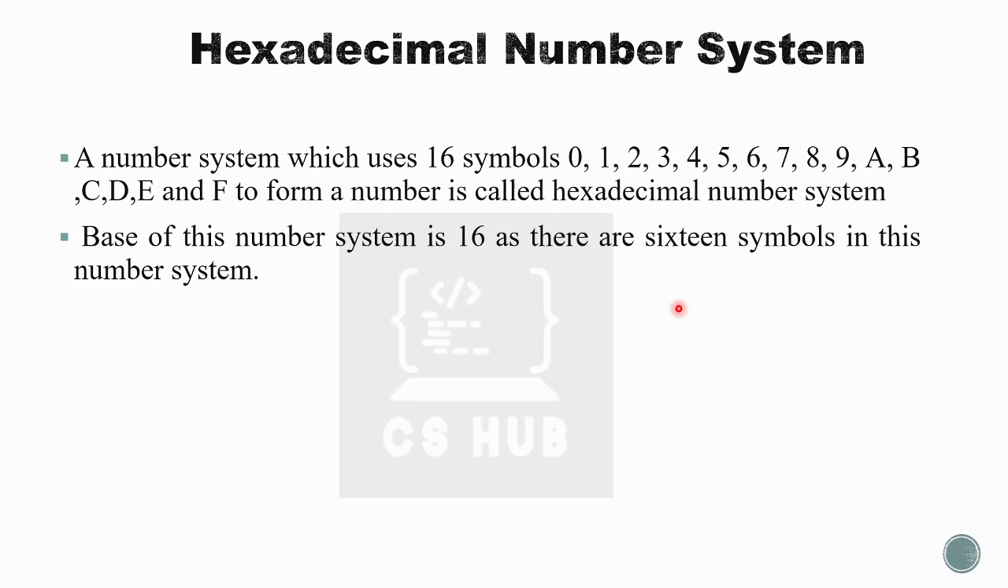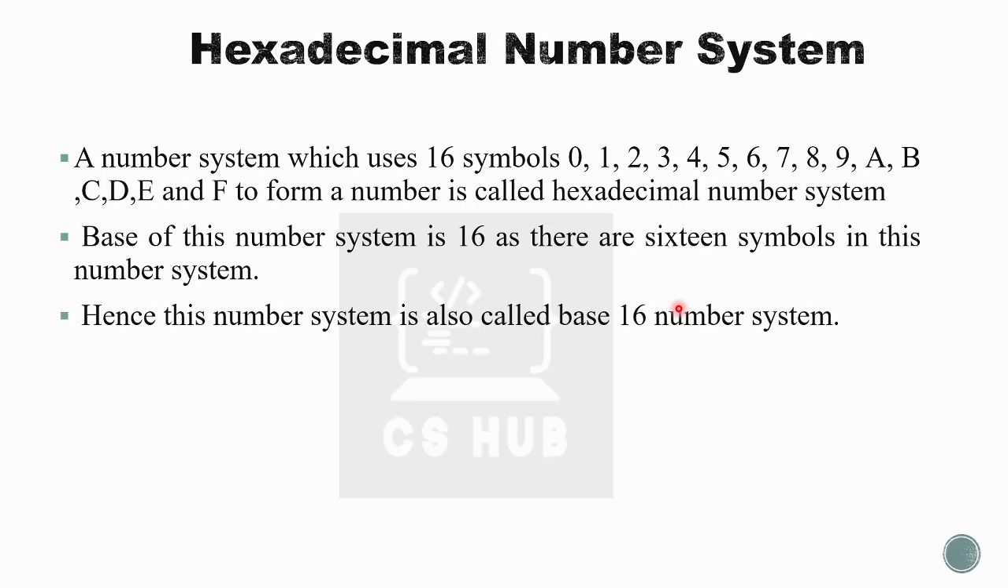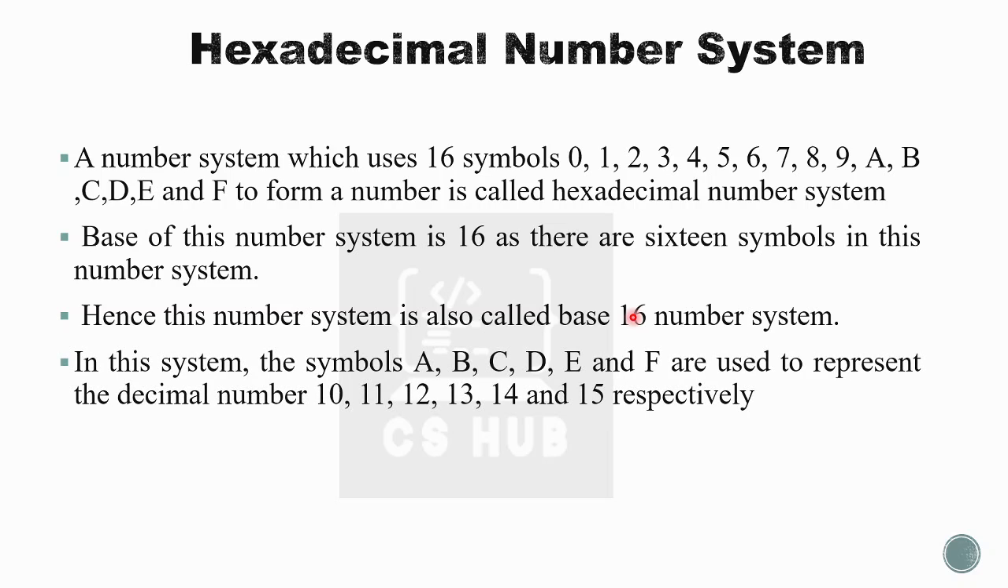Here the base of this number system is 16, as there are 16 symbols in this number system. Hence this number system is also known as a base 16 number system. In this system, the values of the symbols up to 0 to 9 are the same, right? Then the values of A, B, C, D, E and F are respectively 10, 11, 12, 13, 14, and 15.